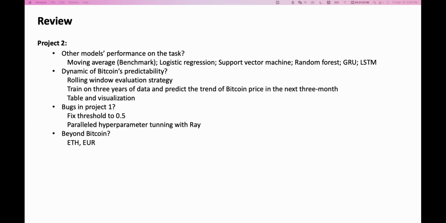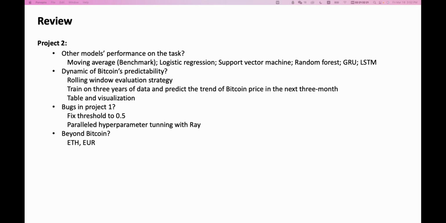Third, I identified some bugs in the first project. The first one is about the threshold adjustment. In real practice, it does not make sense to adjust the threshold accordingly to get the best possible accuracy in test samples. The threshold should be preset. Hence, in this project, I fixed the threshold to 0.5.